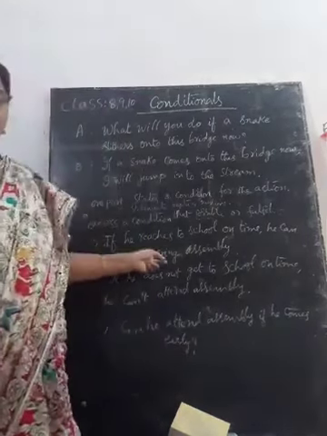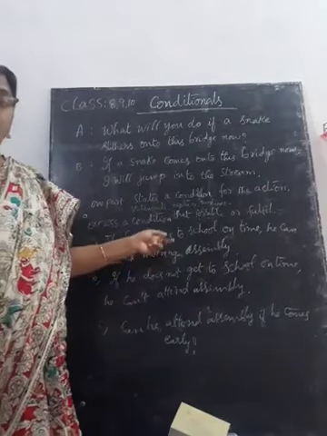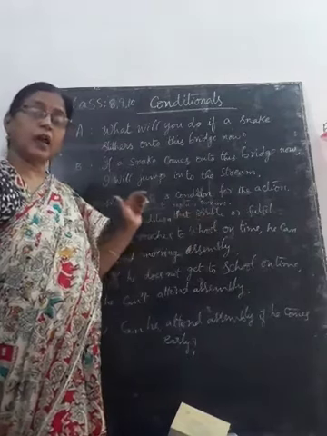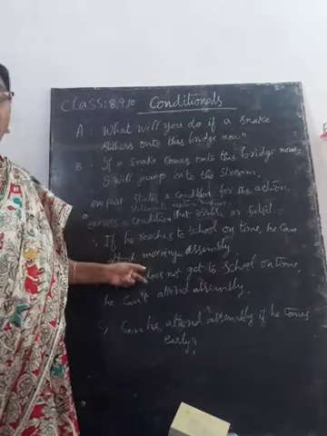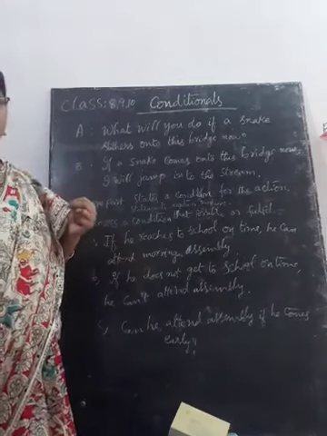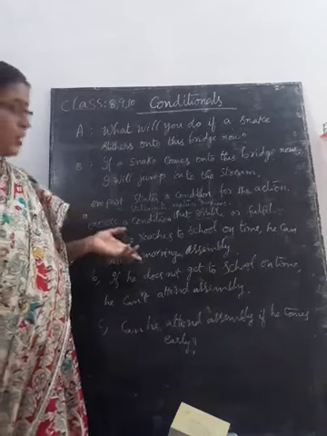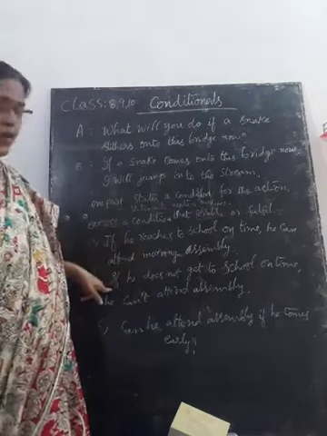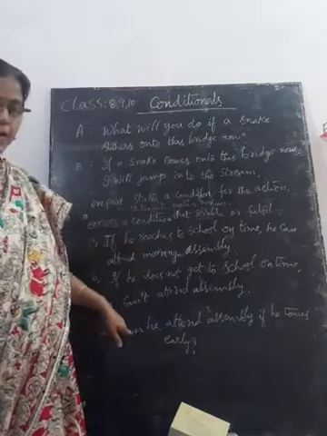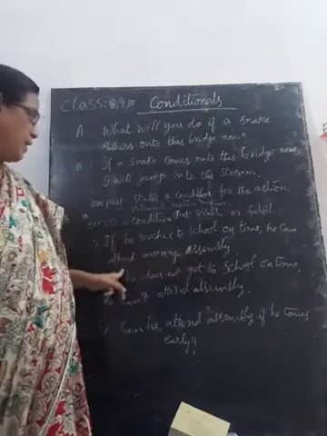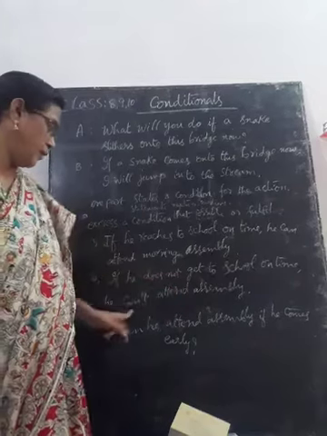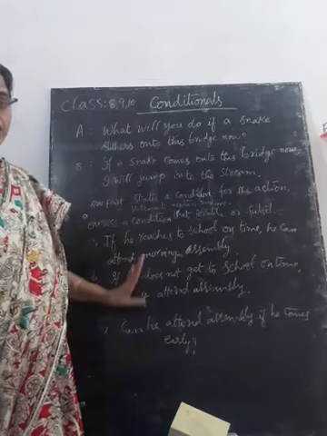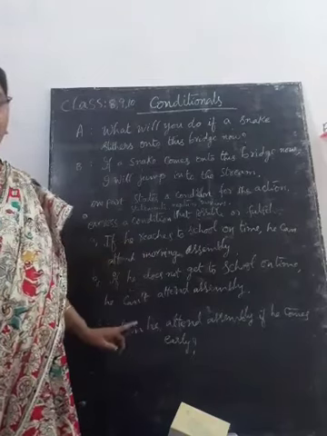Conditional sentences are sentences in which one part states a condition for action in the other part of the sentence. Such sentences have two parts, the main part and the if part. The sentences may be statements, negatives or questions. If he reaches school on time, he can attend morning assembly. If he doesn't get to school on time, he can't attend assembly. Can he attend assembly if he comes early? So I have written these three examples: statement, negative and question.